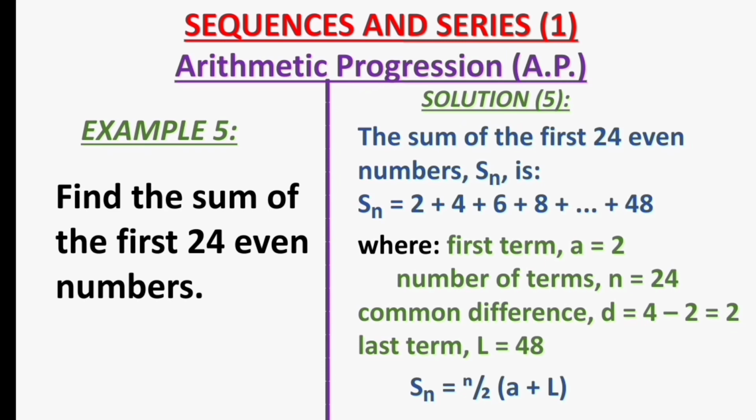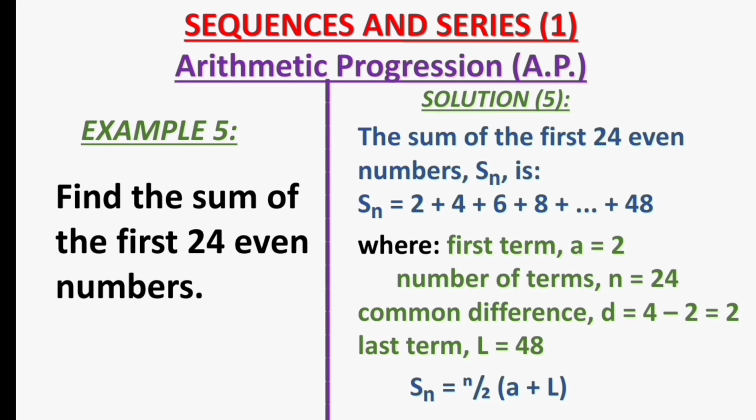Here the first term A is 2. The number of terms n is 24. The common difference D is the second number minus the first number, which is 4 minus 2. The common difference is 2. The last term L is 48.